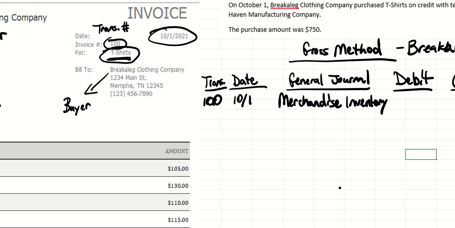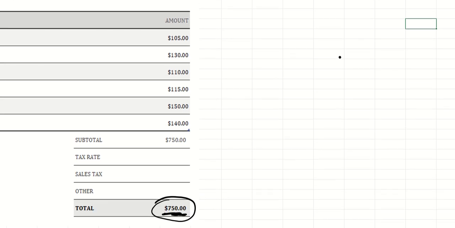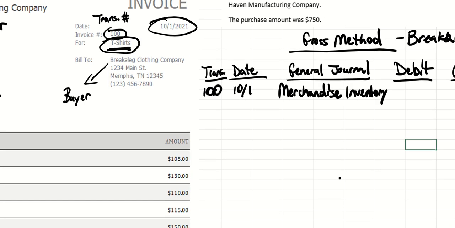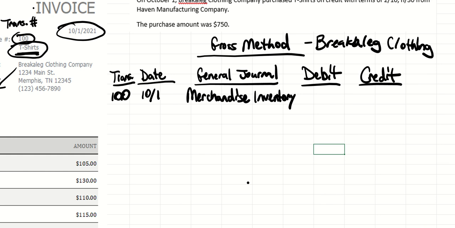Okay, now for what amount? Well, since this is the gross method, which means that we are recording this transaction as it occurred on October 1st, we're going to just take the full amount of $750 here. And that's what we're going to debit to the merchandise inventory account. Okay, so $750, that's going to increase the balance in that account.